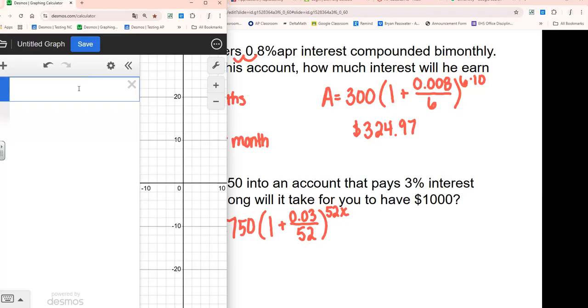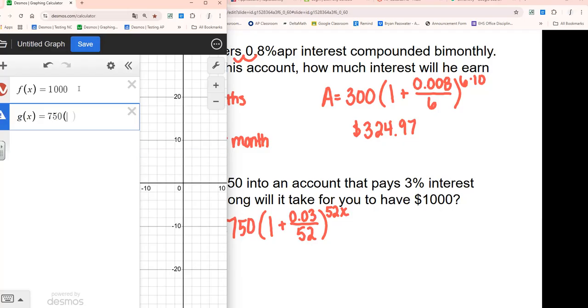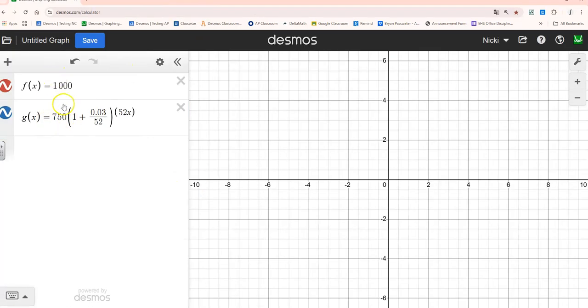So f of x equals 1,000. g of x equals, or you could use y's for both of these, that would work as well, 750 times (1 plus 0.03 divided by 52) to the 52x there. And right now I see nothing. Okay, because I know this goes up. I need to at least go to 1,000, right?